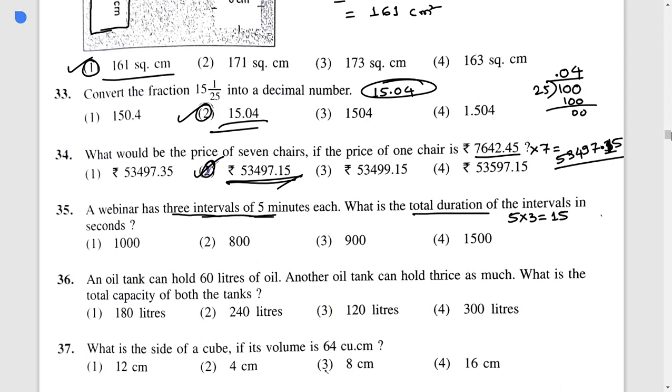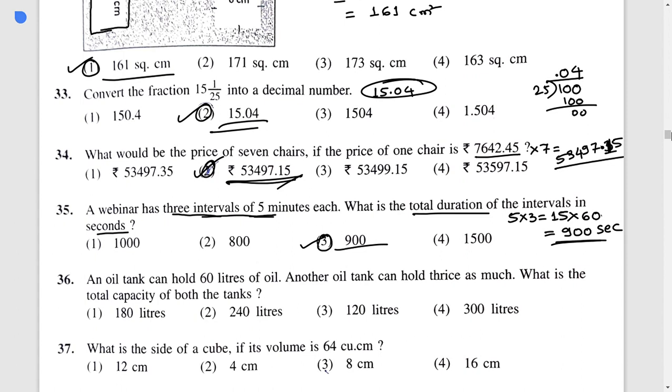And they are asking in seconds. Seconds means you have to multiply with 60. 15 6s are 90. Again 0. So these many seconds is needed. So total duration will be 900. So option 3 is the right answer here.